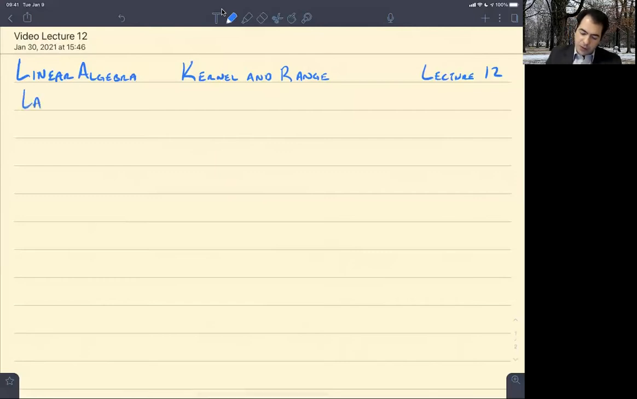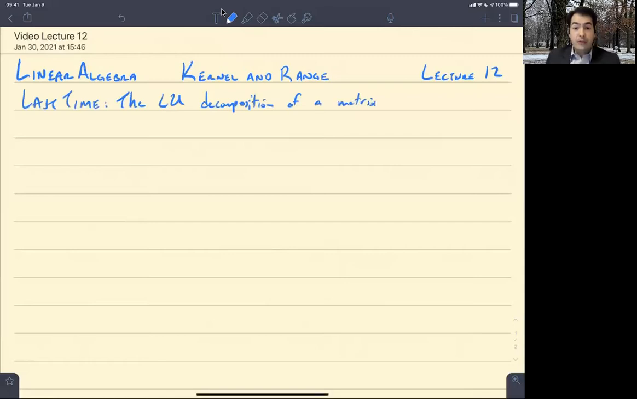So last time we talked about the LU decomposition of a matrix. This is about solving systems of linear equations, AX equals B. You decompose the matrix A into L times U, and then it's very quick and easy to solve the system. Okay, this time we're going to be talking about something of a somewhat different flavor. We're going to be talking about some subspaces associated to a linear map.